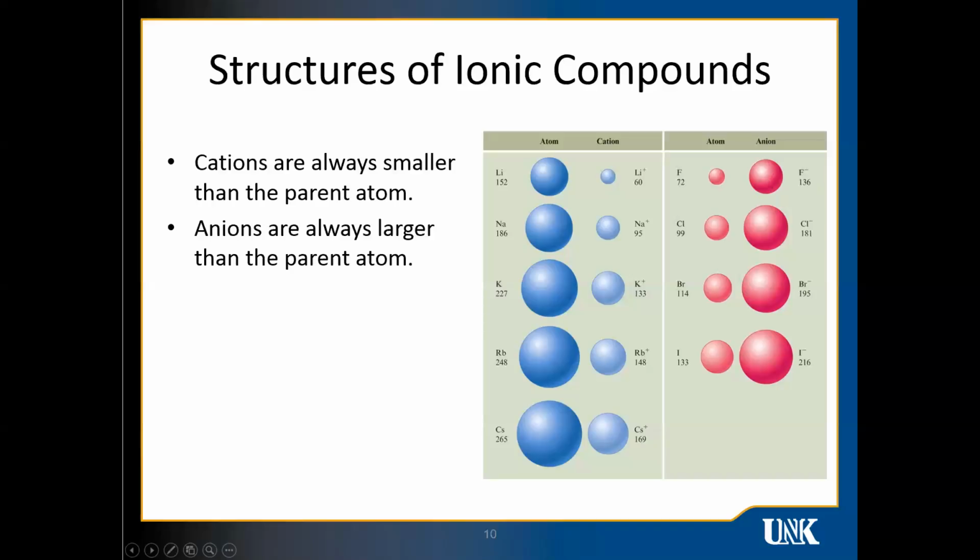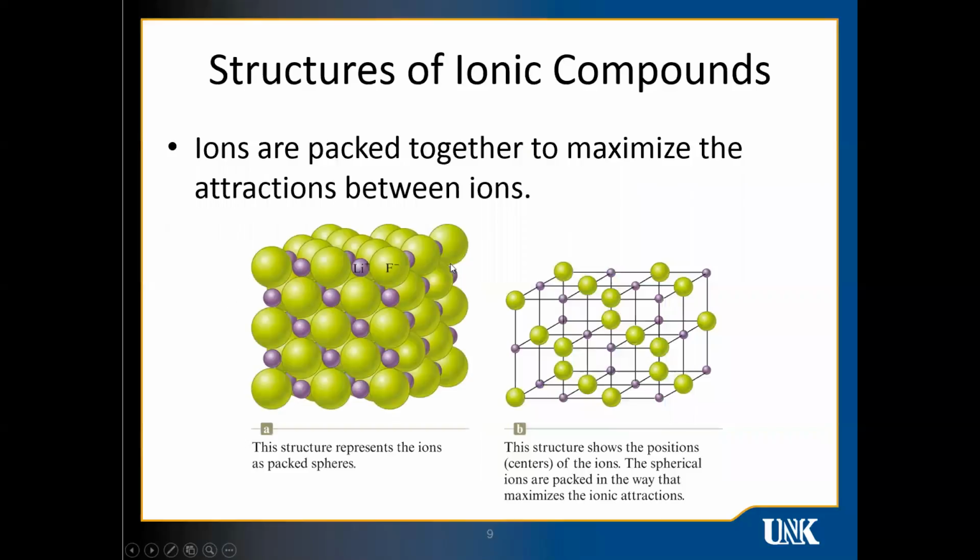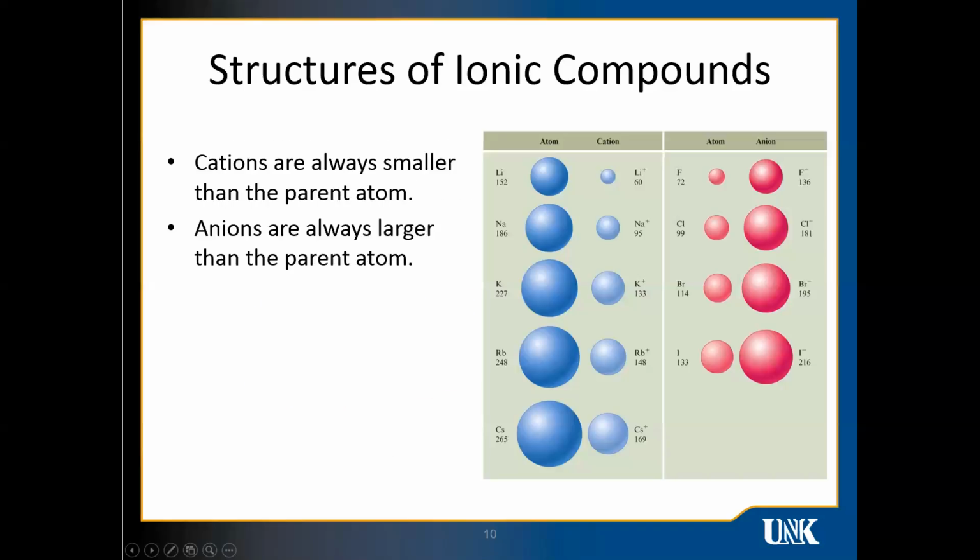So that explains why here in these models we depict the metal ions as being much smaller than the non-metal ones. And it helps them fit together very nicely. So that's all we have on ionic structures. And so in the next video, we will talk about molecular covalent compounds.